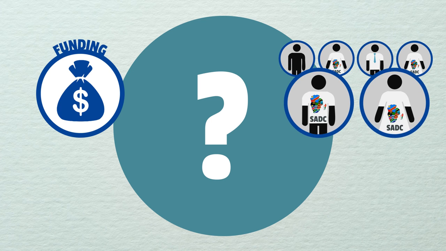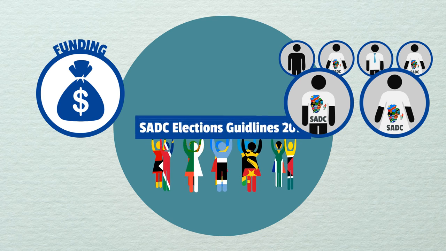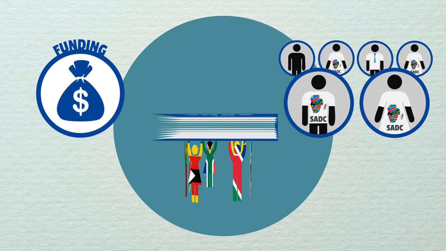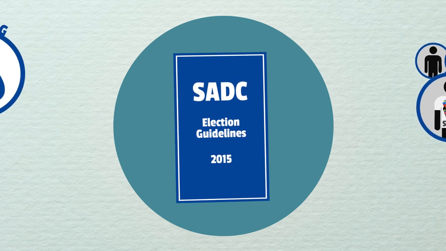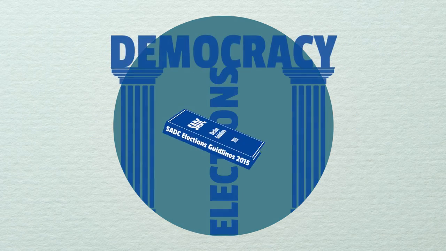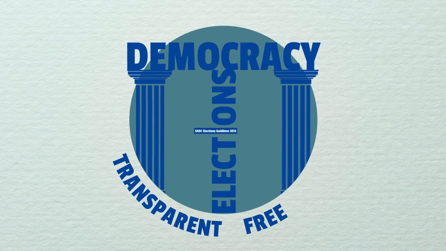It all depends on whether SADC is able to get the funding required for such comprehensive missions, especially from member states. It will also require more trust between states and civil society organizations and real buy-in from the SADC members. The election guidelines are a big step forward for SADC. If implemented correctly, they could ensure that elections across the region will be more transparent, free, and fair.